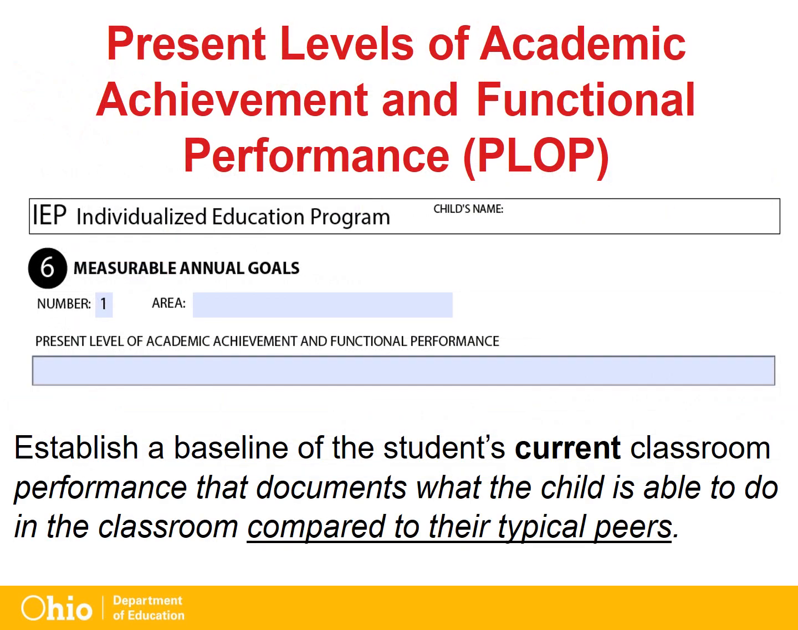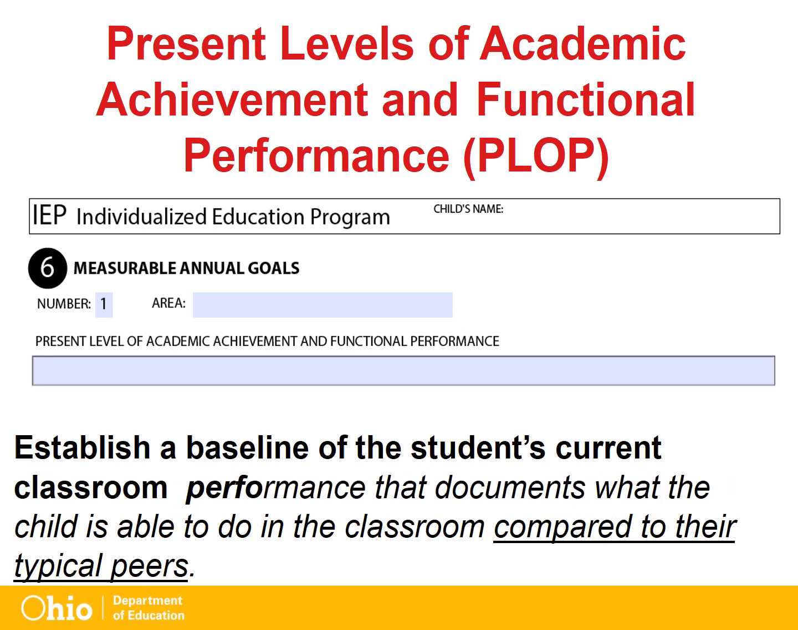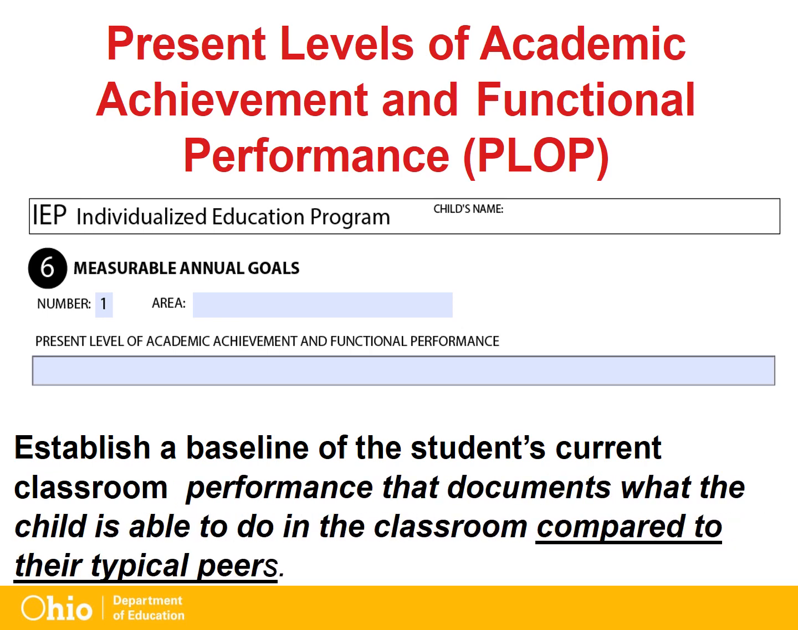Present levels of performance establish a baseline of the student's current level of performance as compared to their typically performing peers. Present levels of performance contain current data that documents what the child is able to do in the classroom. Some examples might be classroom-based measures, functional scores, behavioral actions.